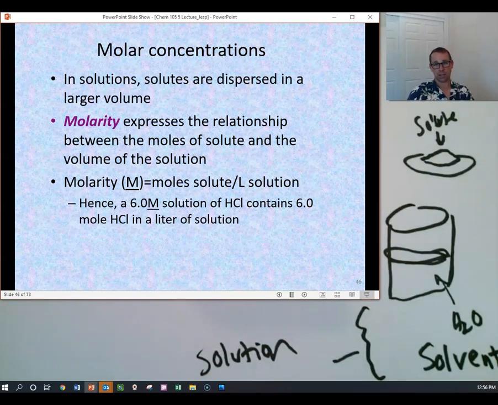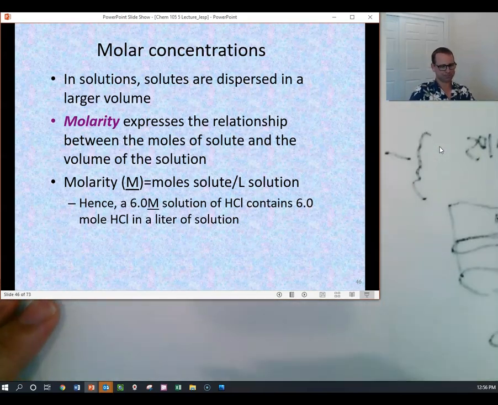And when we express concentration of a solution in chemistry class, the best way to express concentration is in terms of moles of solute per liter of solution. And when we do this, we can say that that value, the moles of solute per liter of solution, is the molarity of the solution. Molarity.